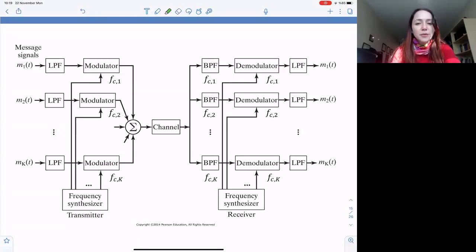So here we see a system diagram for a frequency division multiplexing system. The message signals are each low-pass filtered and modulated, but modulated at different frequencies, such that the bandwidths of the modulated signals do not overlap. They're all added together and given to the channel. After transmission, how do we receive them? You would use bandpass filtering at the desired frequencies, followed by demodulation and low-pass filtering. Pretty simple.